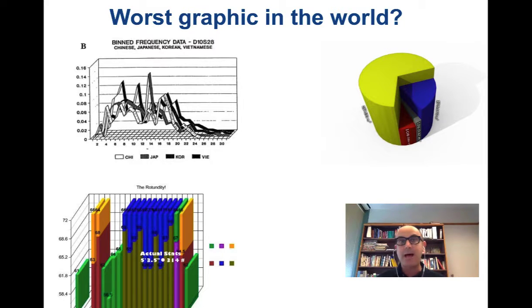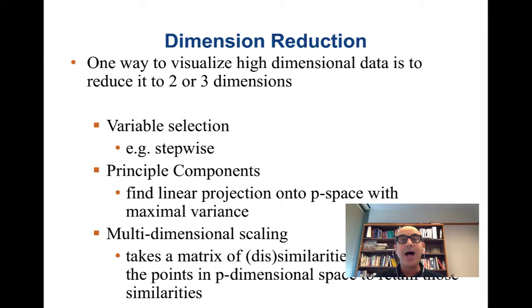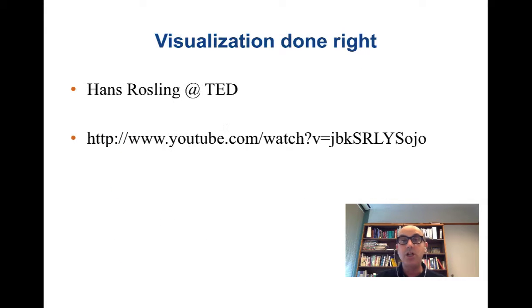But back to our subject, the worst graphic in the world, and this is bad graphics. To the left, to the right, you will see the 3D, or to the bottom, you will see the 3D does not always work so well. And when you have multiple dimensions, sometimes again it is hard to understand. The idea of dimension reduction is really important, and how to do that is also.